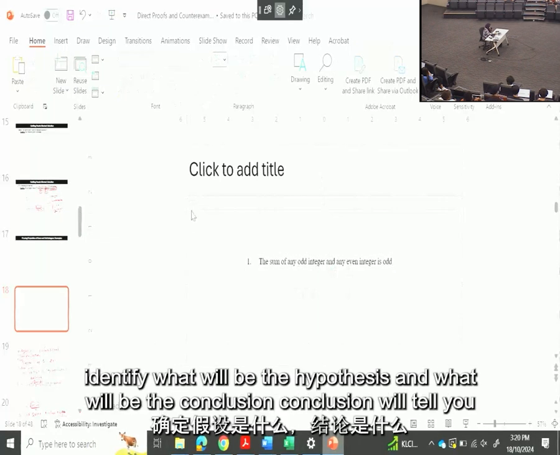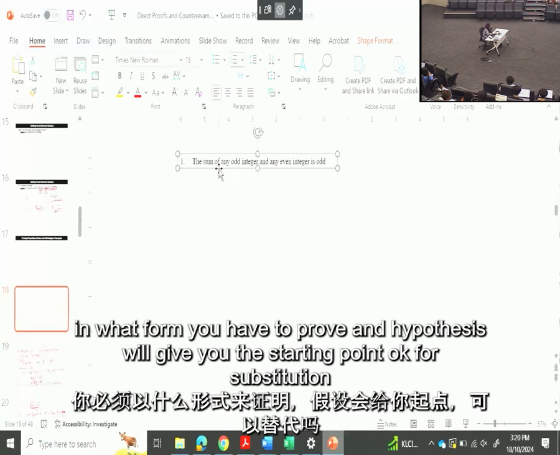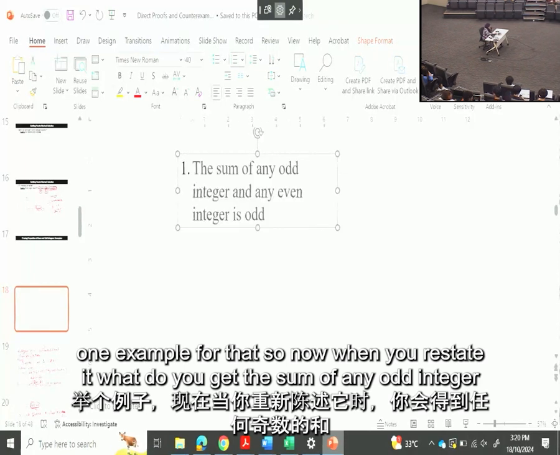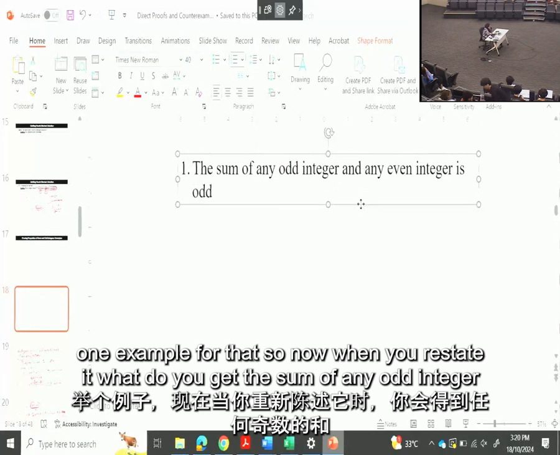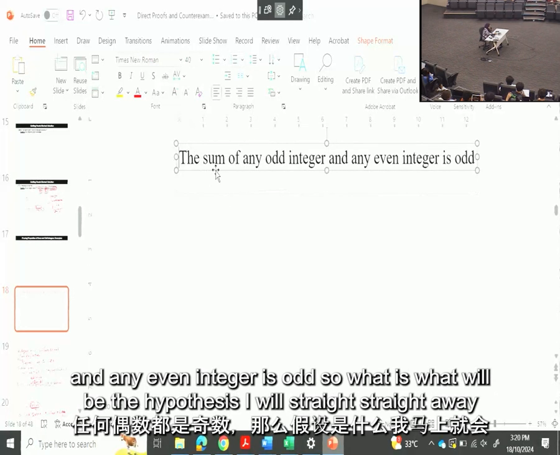That is why you have to first identify what will be the hypothesis and what will be the conclusion. Conclusion will tell you in what form you have to prove, and hypothesis will give you the starting point for substitution. Let's look at one example for that. So now when you restate it, what do you get? The sum of any odd integer and any even integer is odd.